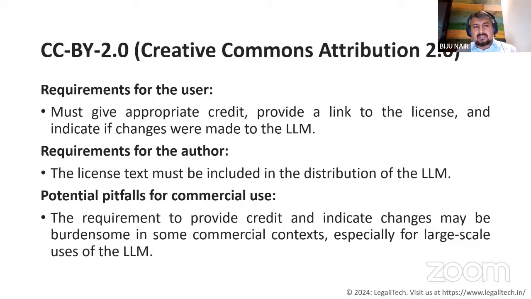Yeah. So the other commonly seen license would be Creative Commons Attribution 2.0. So here the obligation is to provide appropriate credit, provide a link to the license, and indicate if changes were made to the large language model. The requirement for the author is that the license text be included in the distribution of large language models. If you understand, this can sometimes be very burdensome because you might be doing it, but your downstream users may not be doing it.